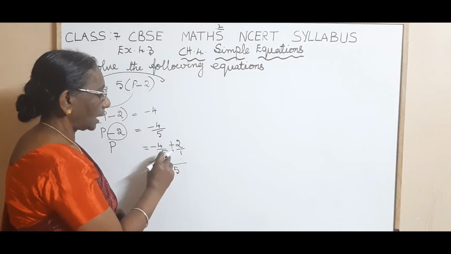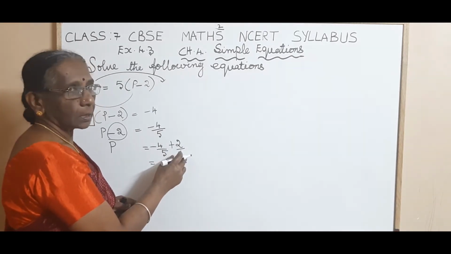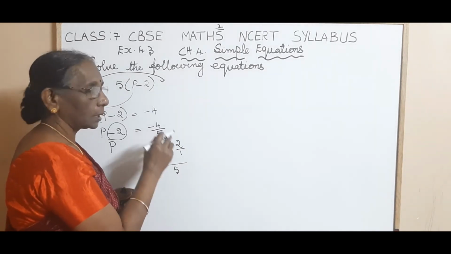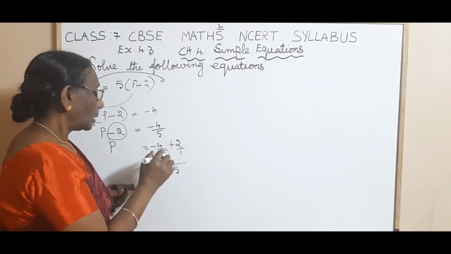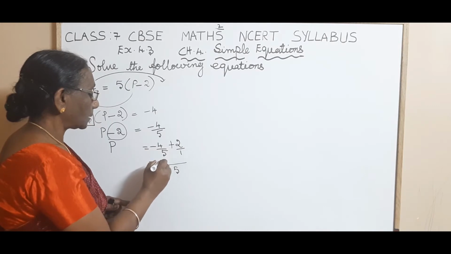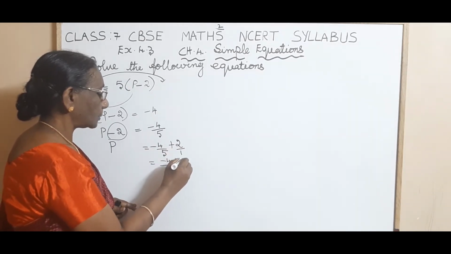Because they have no common factor, they are co-prime numbers. That means 5 and 1 you can get only in one table. The HCF is 1. Now you cross multiply. Minus 4 plus 5 2s are 10.